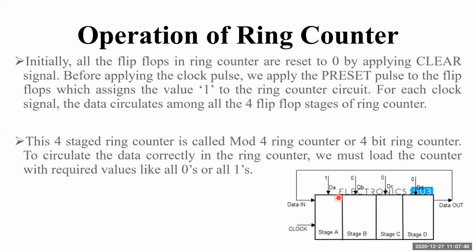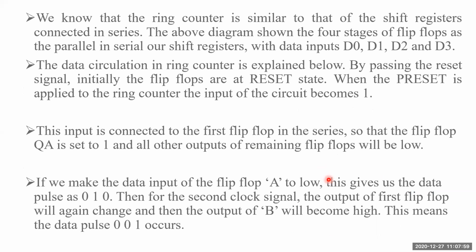We'll be resetting all these flip-flops, so you'll be having only 0, 0, 0, all four zeros. After resetting, you will be doing the preset. On the preset, what happens? The input will become 1 over here, so that the same thing we have written.